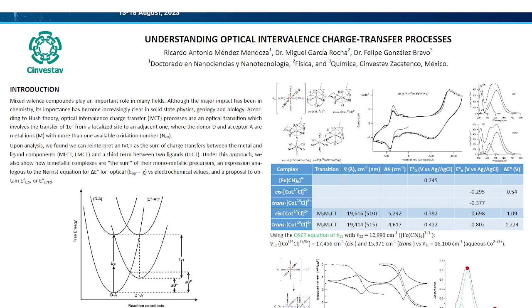This is in regards to the topic of mixed valence compounds, which are usually bimetallic complexes, in which the donor and acceptor species are two metal cations that have more than one available oxidation state, and in consequence, the overall complex, the mixed valence species, can have more than one available oxidation state. In these species, according to Hush theory, the intervalence charge transfer consists of the electronic transition of one electron from one side to the other, from the donor metal to the acceptor metal.